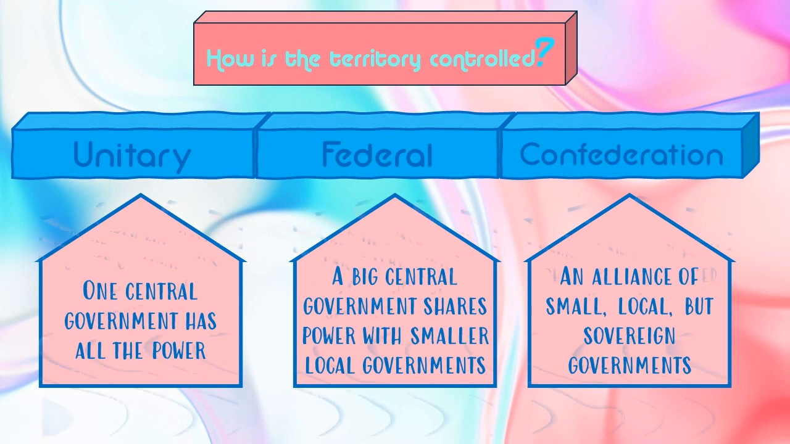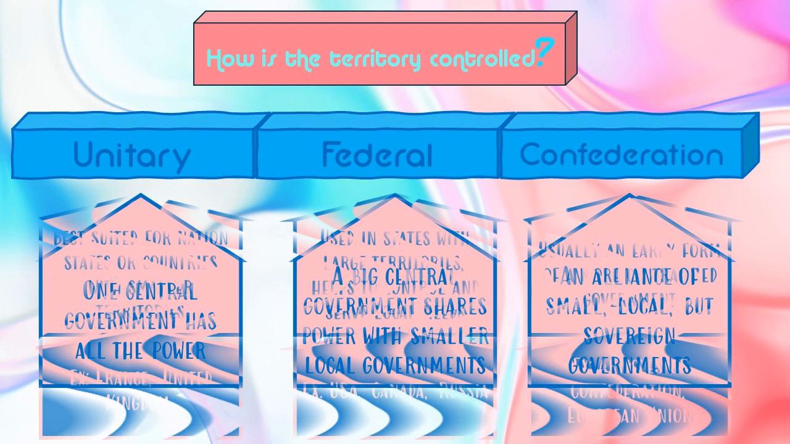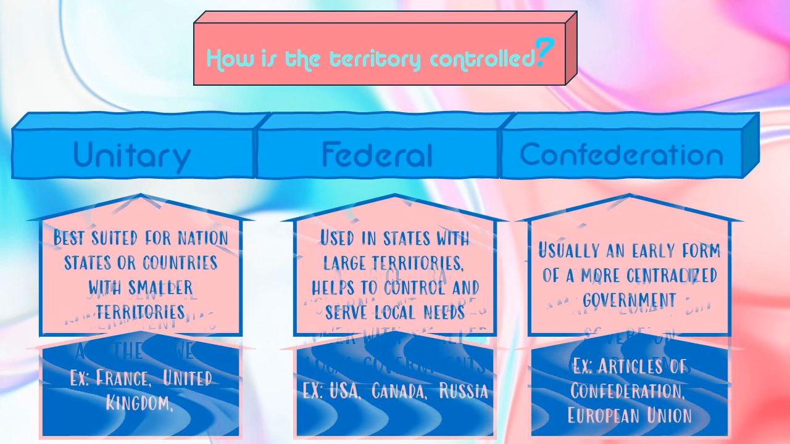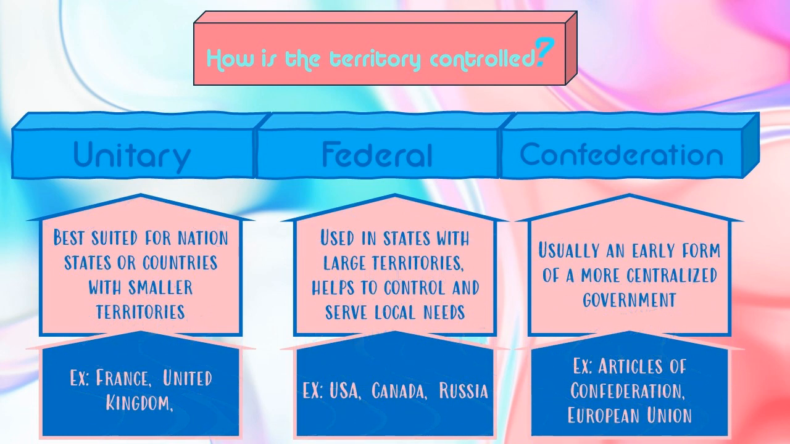We'll look real quick at just a couple of examples here. The unitary government is going to work best in small states, small nation states. We still have a few of those. If we think of something like France, it's geographically small. Most of the region is similar. So all they need is a central government to get things done.